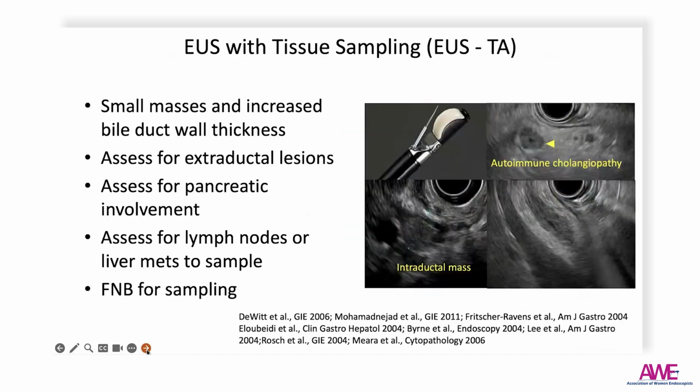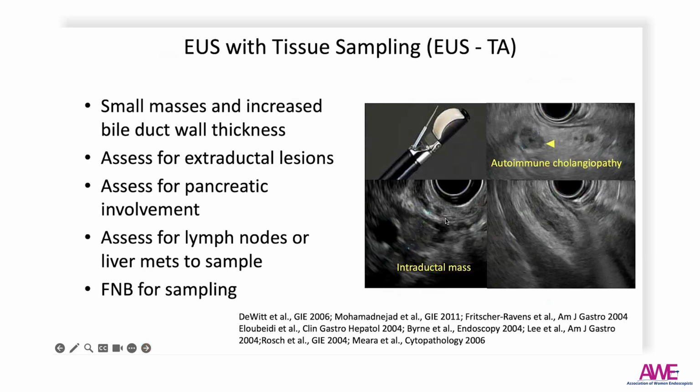Starting with EUS and tissue sampling, not a lot has changed, but basically we use the EUS to detect small masses and also look and interrogate the bile duct wall, look for extraductal lesions, pancreatic involvement, look for lymph nodes, which we might want to sample, or metastatic lesions. But most importantly, its role is really in FNA. And that too for distal lesions, which we'll discuss in just a moment.